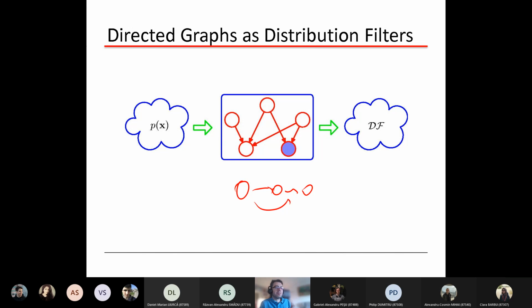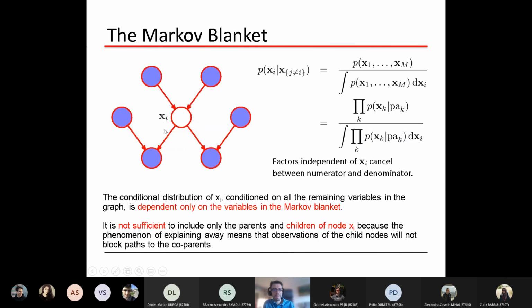So you see, a Bayesian network acts as a distribution filter. Not all distributions will pass, but the more complex the DAG, the more distributions will pass. And we want to find these intermediate Bayesian networks that are complex enough to pass enough distributions, but which are still tractable in order to compute as few parameters as possible.